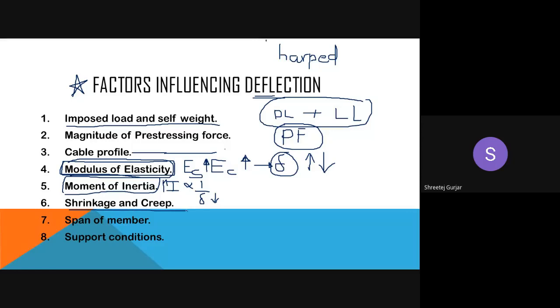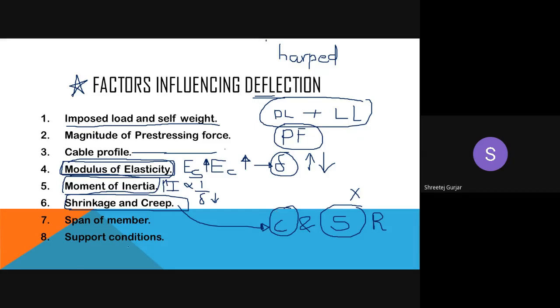Next, shrinkage and creep. So depending upon the amount of shrinkage and creep that is occurring in your concrete and also your steel, okay, concrete as well as steel. In steel there is no creep, there is the relaxation that occurs in your steel. And shrinkage occurs in your concrete, shrinkage and creep both occur in your concrete. So depending upon the amount of shrinkage and creep that is occurring, your deflection also varies.